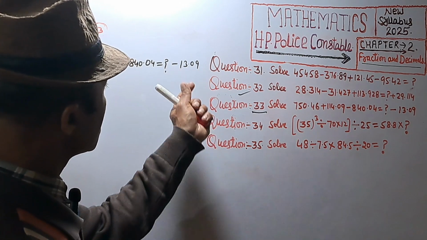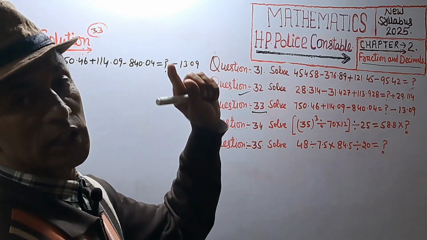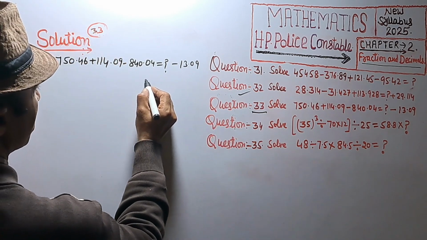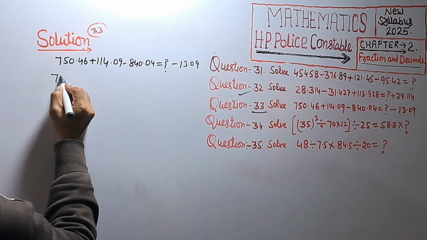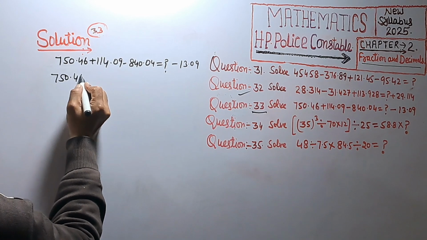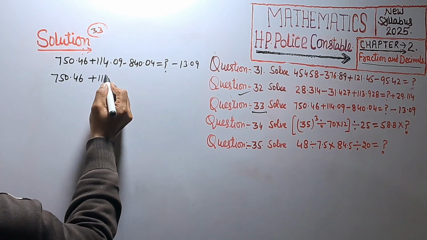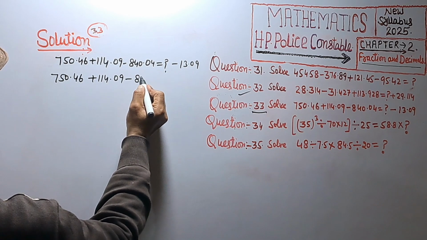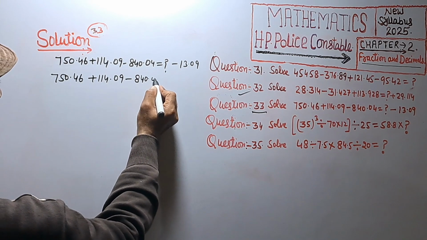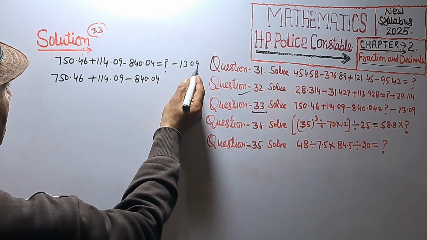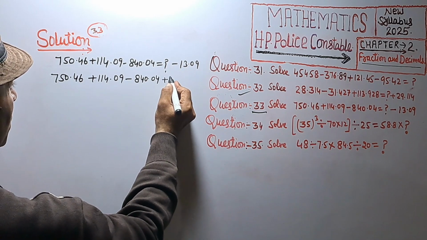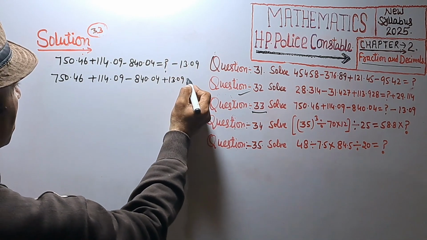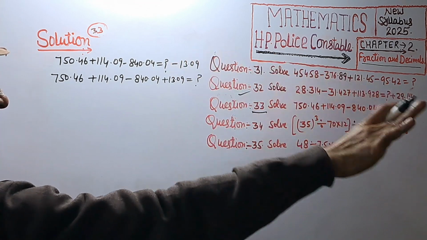First we are shifting minus 13.09 left side, then this will be positive, and 750.46 as it is plus 114.09 as it is minus 840.04 as it is, and this will be positive 13.09. Negative, this sign will be positive, sign of interrogation as it is.